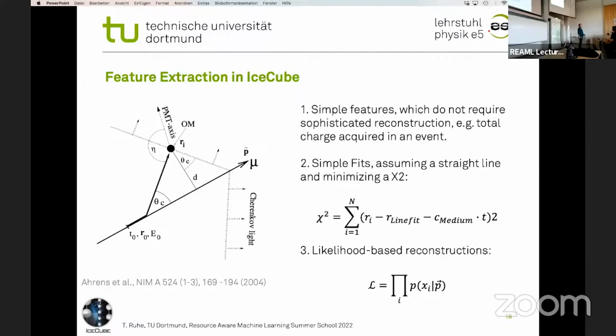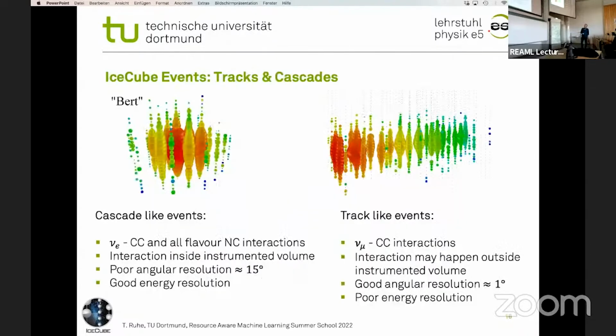How often does what happen? Any of these events? So track-like events happen several hundred a day.